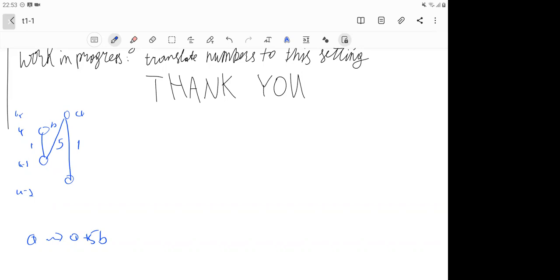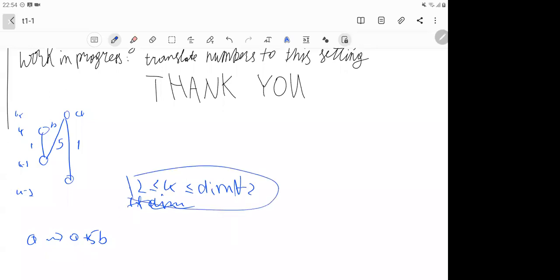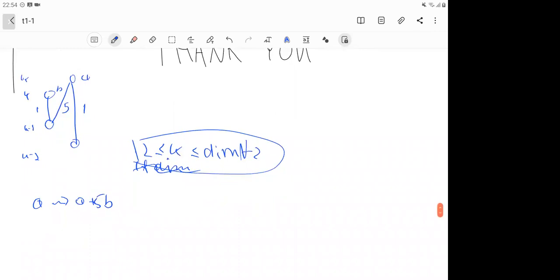So if the dimension is at least 4, then for k equals 2... well, k has to be at least 2 and no greater than dim n minus 2, right? So this is where I'm using this dimension restriction.